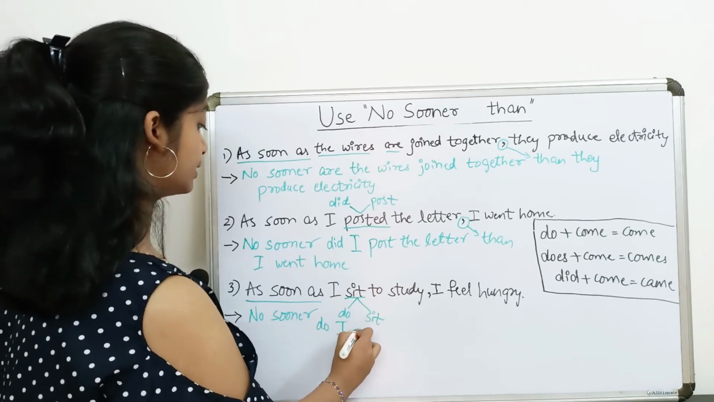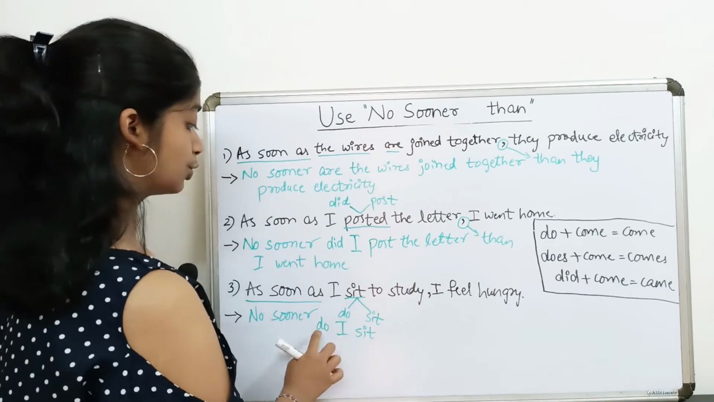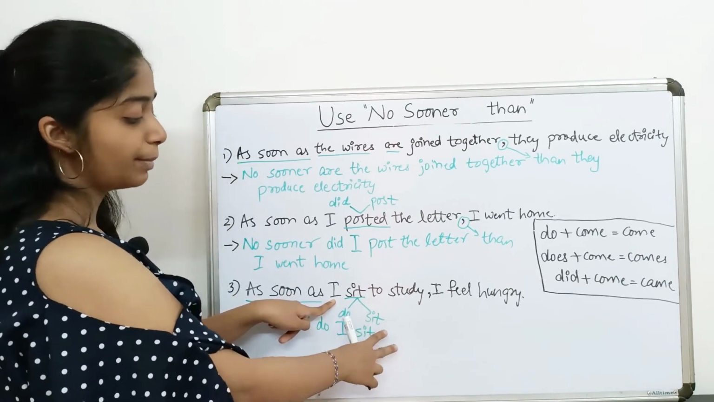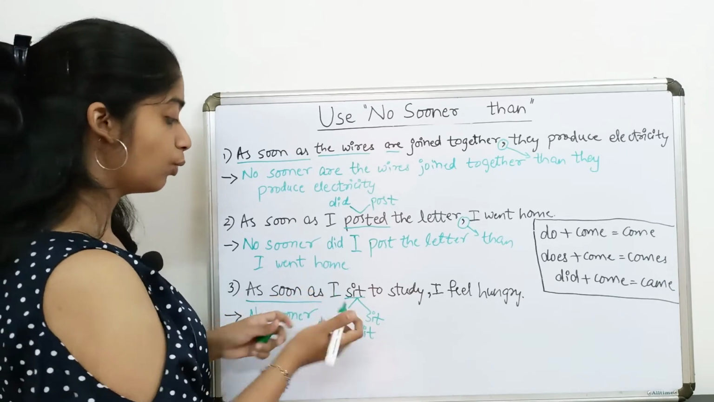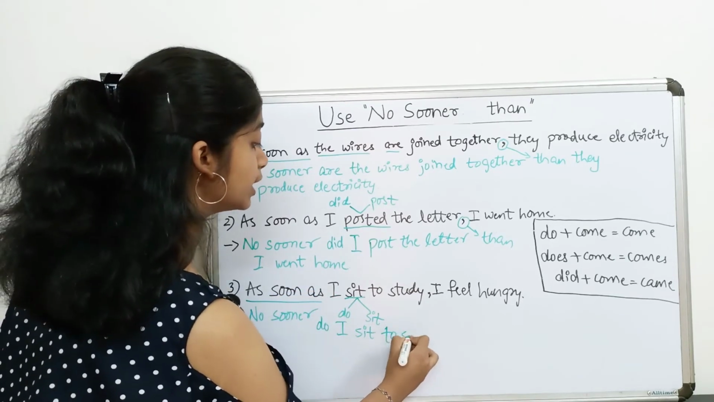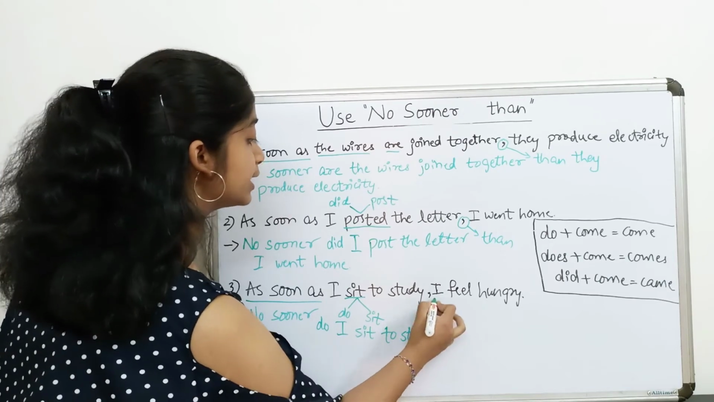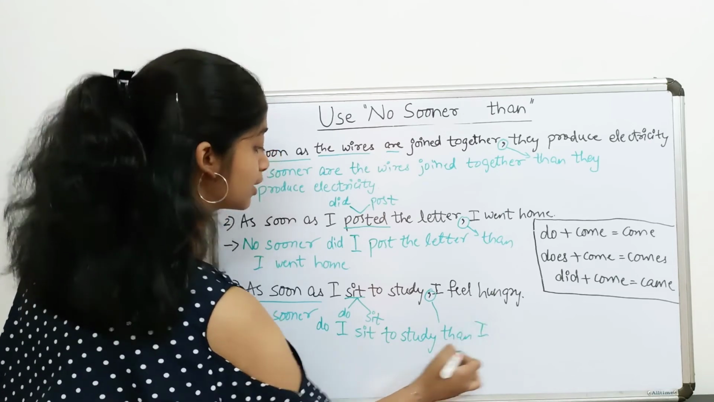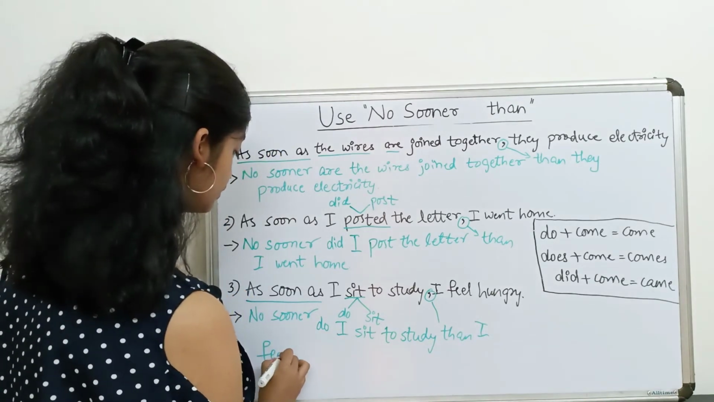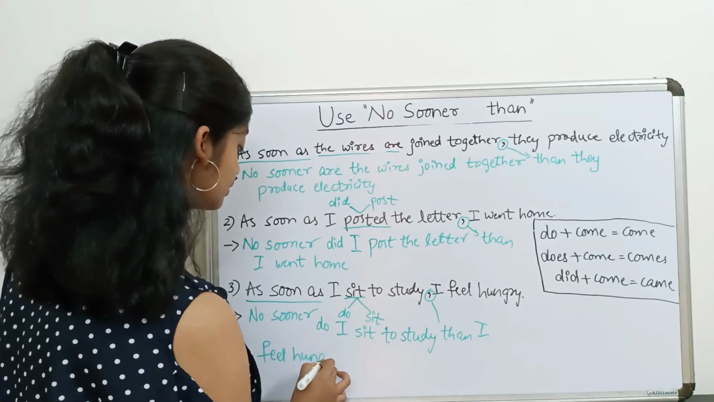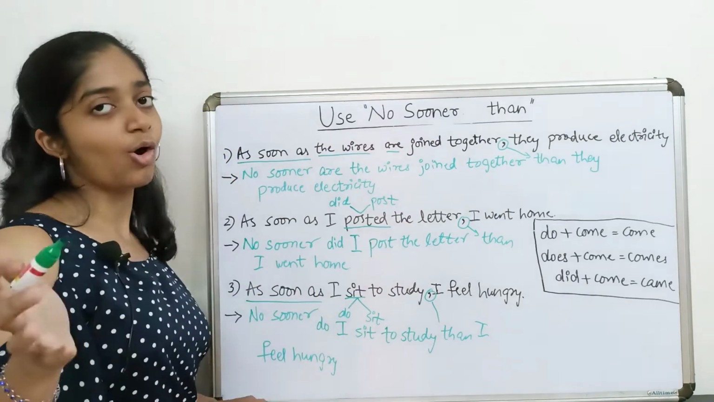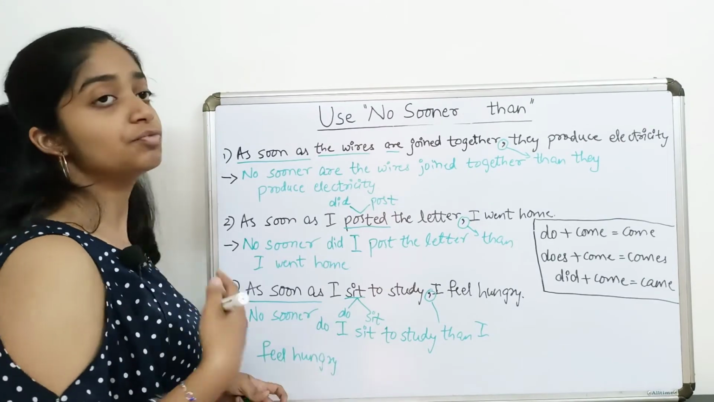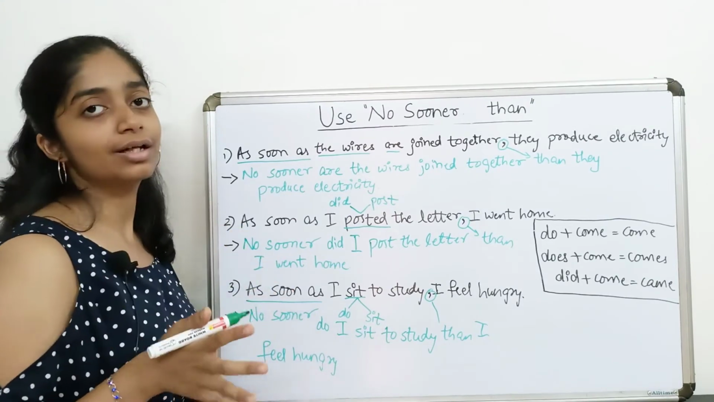Do I sit. Do plus subject. This is the subject. And the next, main verb, sit. So, do I sit to study. Instead of the comma, than I feel hungry. This is very common, right? So, no sooner do I sit to study than I feel hungry. This is your final answer.